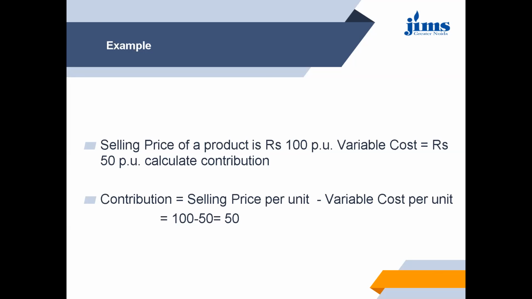If we are given sales, suppose the number of units is given as 100 units, we can multiply the per unit values by 100 units. So, selling price 100 into 100, and for variable cost 50 into 100. We get 5,000 rupees as the contribution. So, this is the simple formula to calculate the contribution.